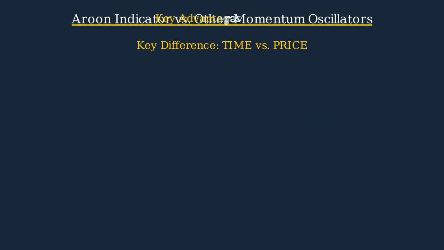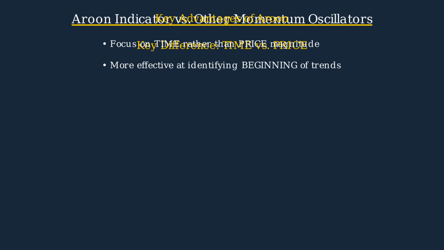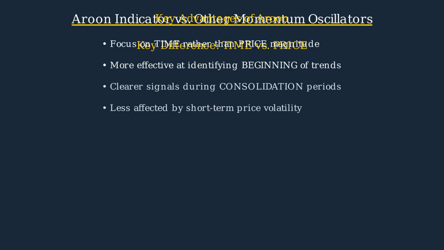Let's summarize the key advantages of Aroon compared to other momentum oscillators. Aroon's focus on time, rather than price magnitude, gives it unique characteristics. It's particularly effective at identifying the beginning of new trends. Aroon provides clearer signals during consolidation periods and is less affected by short-term price volatility compared to other oscillators. This makes Aroon a valuable complement to price-based oscillators in a comprehensive technical analysis toolkit.